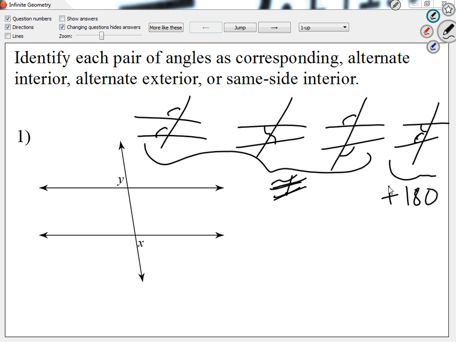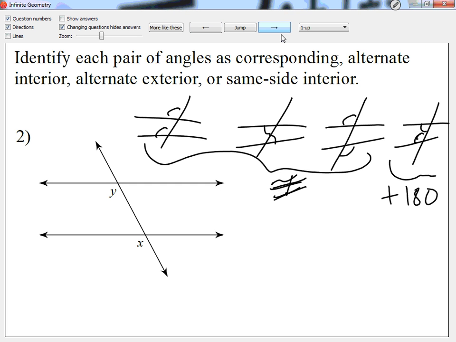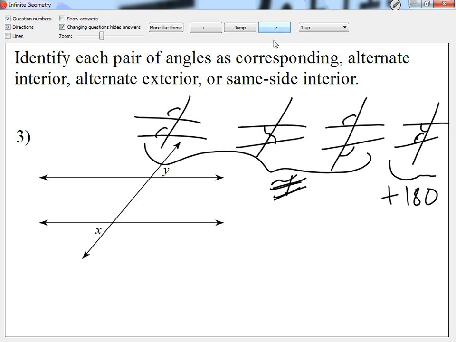Any questions on the first 10? Looking at number 2, what's that? Corresponding. Any other questions on the first 10? Number 3. Looking at number 3, what's that? Alternate exterior. Different sides of the transversal, both outside, so alternate exterior. Any other questions on the first 10?